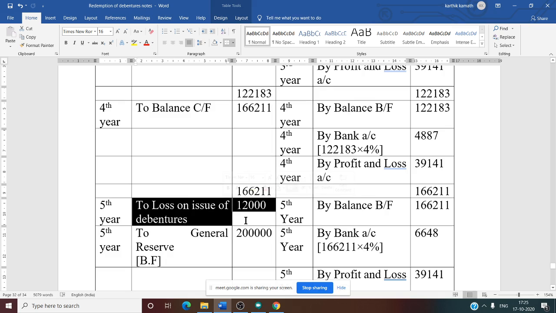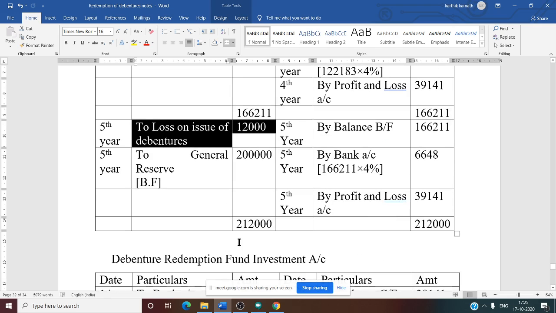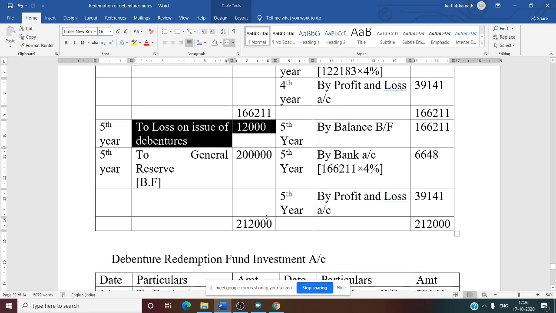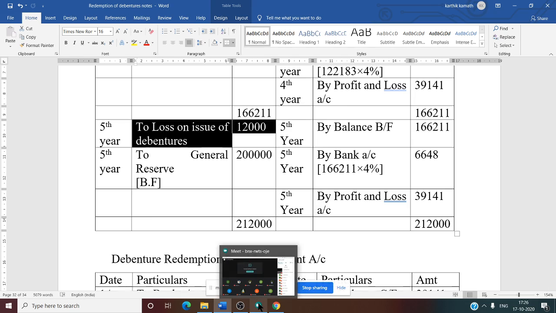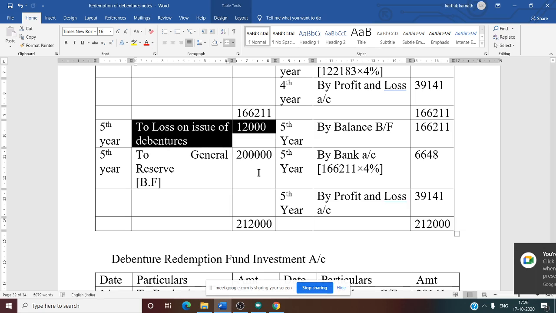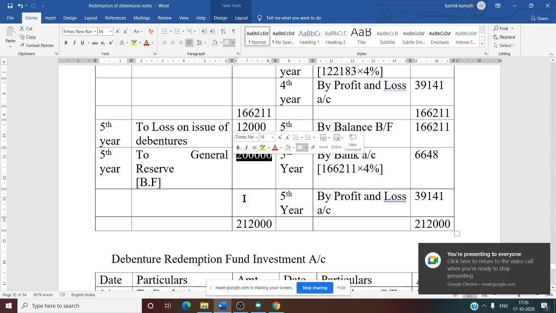That is the premium. The company is paying more, so it is a loss to the company. To loss on issue of debenture, 12,000, on the debit side of DRF. Now we know the credit side total is more than the debit side. So 2 lakh 12,000 is on both sides. From 2 lakh 12,000 we deduct 12,000. Why are we deducting 12,000? Because it is a loss. That is why we are deducting 12,000.